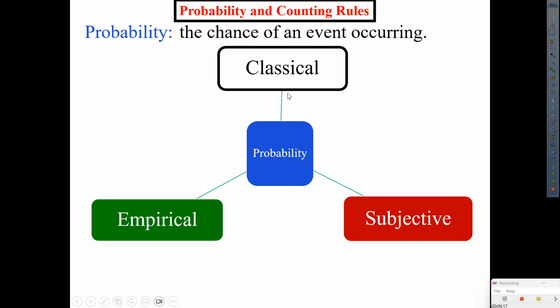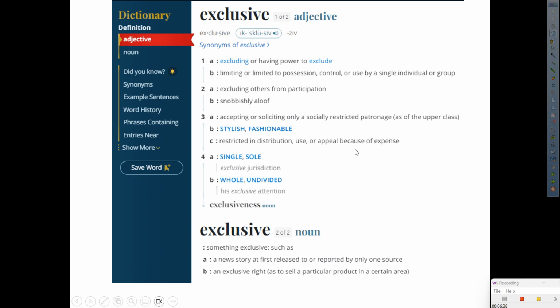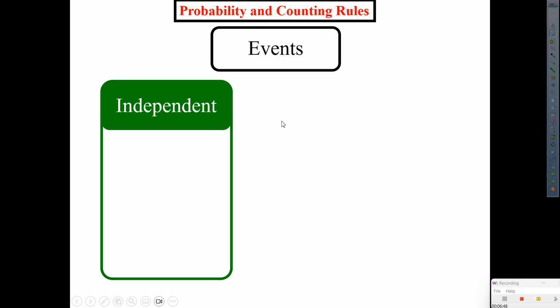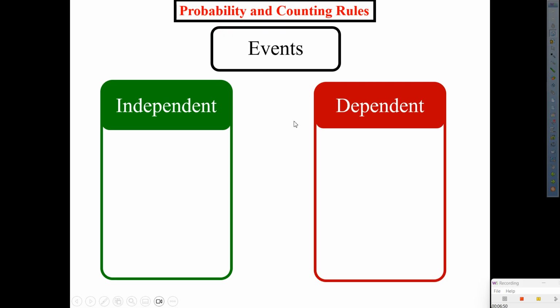And just to make sure we know what probability we're talking about: classical, empirical, and subjective so far, yes? We talked about exclusive events versus non-exclusive or non-mutually exclusive. And that's when we did the addition rules. Well, today, instead of talking about mutually exclusive and non-mutually exclusive, we're going to talk about events that are independent and dependent. Write that down, please. Events that are dependent and independent.